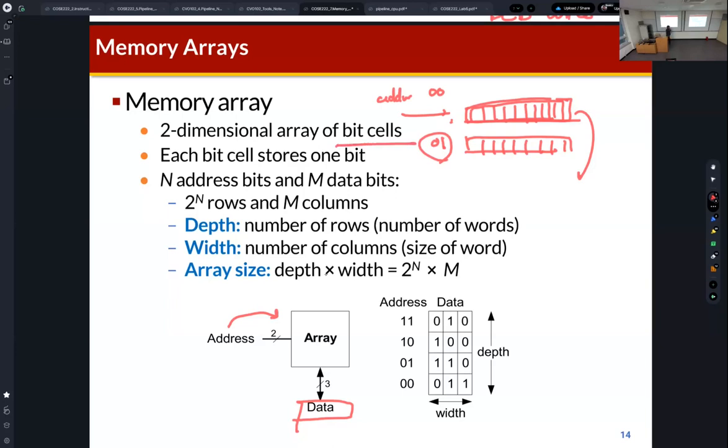We can store one bit of data in each cell, which means that the memory includes multiple bit cells. This is the address, and the number of bits for a single element is called the width of the memory, and the number of elements in the memory is called the depth.